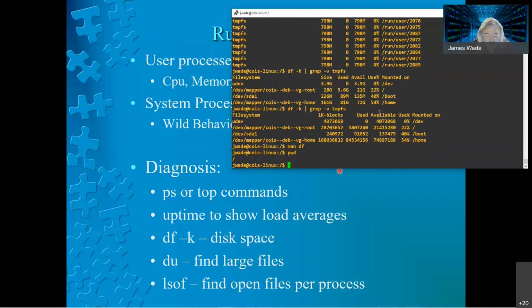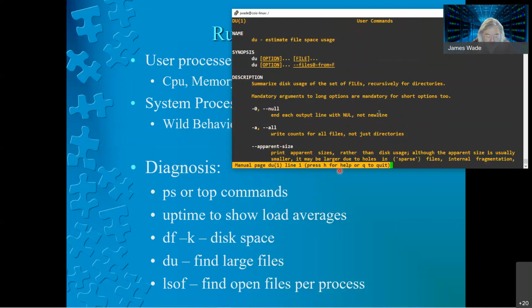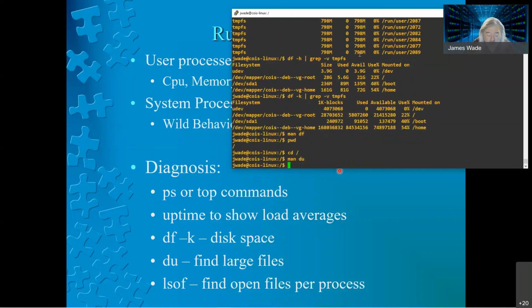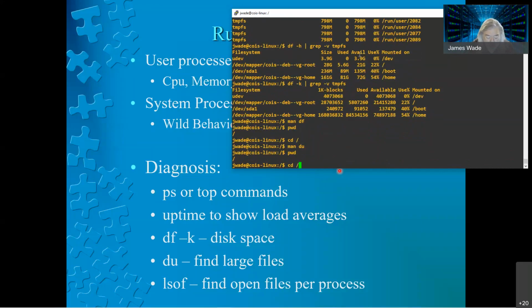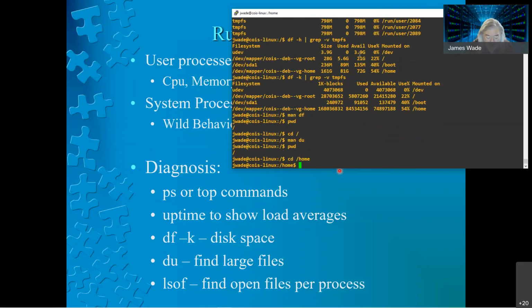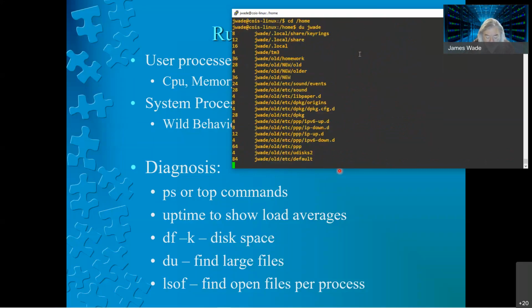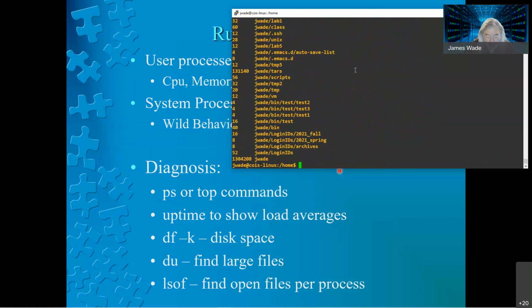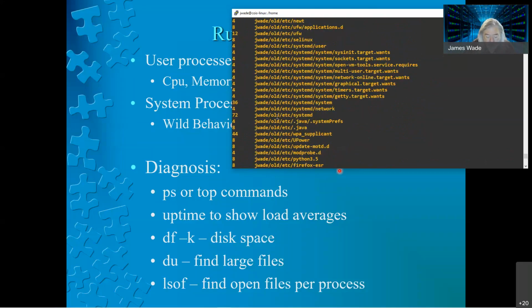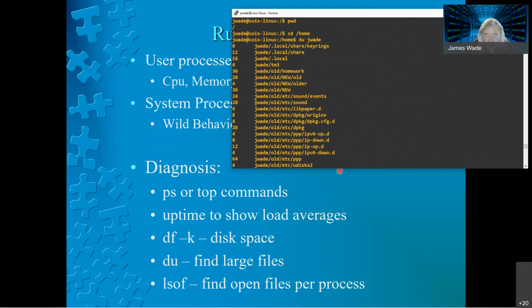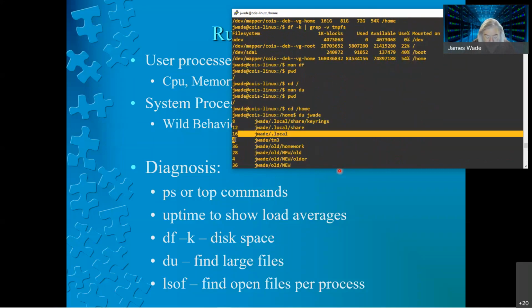Now, du, what is du? Well, du allows us, let's go do a du, meaning estimate file space usage. It's a way to tell me how much space I'm using. So let's go to /home and let's do a du of jwade. Let's see what it says. Ooh. Well, it went down in there and it showed me the file sizes of my entire directory. You see all of this right over here? This is the file size.